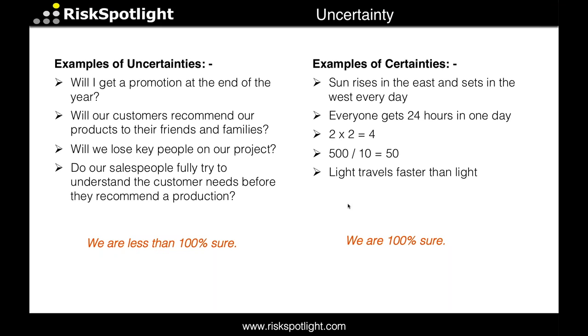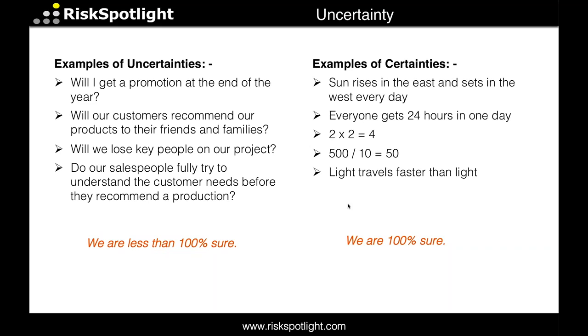If we are running a project, one of the uncertainties could be that we lose some of our key people while we are on the project, which may then end up delaying the project timelines. Another uncertainty could be whether our salespeople are trying to understand the needs of the customers before they recommend the product, or are just trying to make the sales numbers and don't really care whether the customer wants the credit card product or the mortgage product or the insurance product. They will sell the product to the customer just to achieve their sales objective. Those are all examples of uncertainty where we cannot be 100% sure whether those things could happen or not happen in the future.